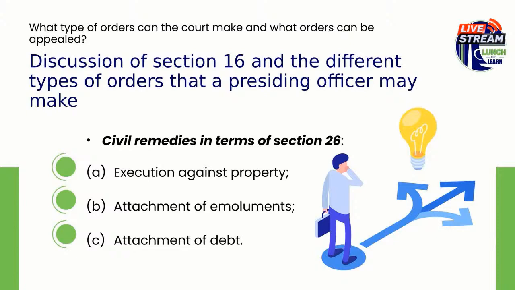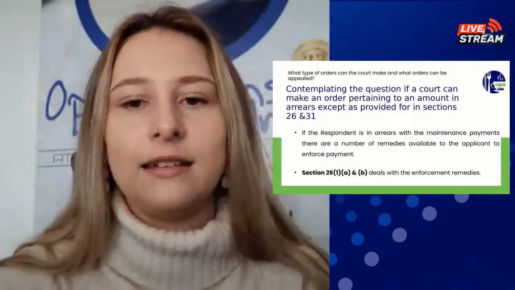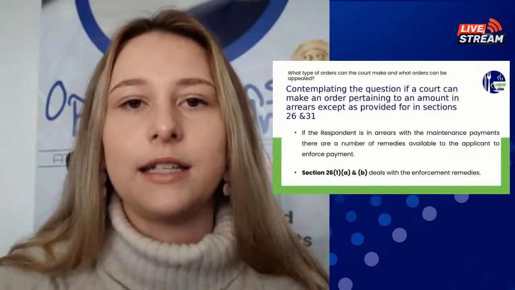If you look at your pre-reading material, Section 26 is discussed. You can just follow there. But in summary, it is execution against property, attachment of emoluments, and attachment of debt. These were also discussed quite extensively in a previous webinar. We know execution against property. Attachment of emoluments is your point of departure. This is the garnishee order. And then attachment of debt is used as a last resort once you have attempted all the other remedies and they have been unsuccessful. We will discuss that in detail with the next question.